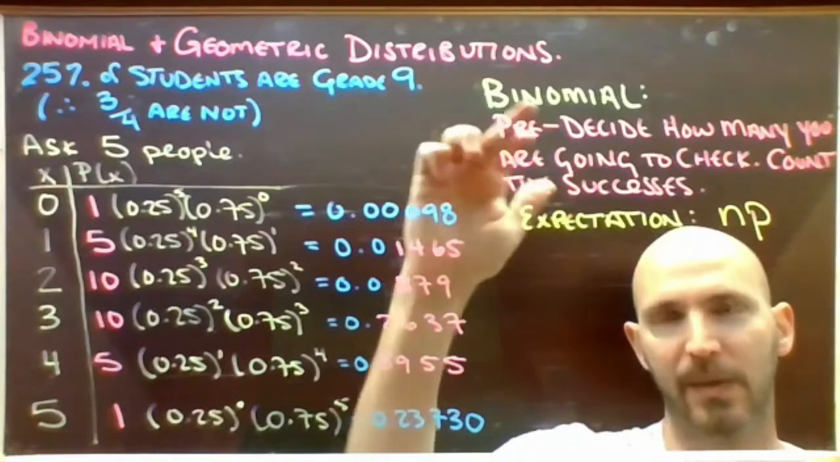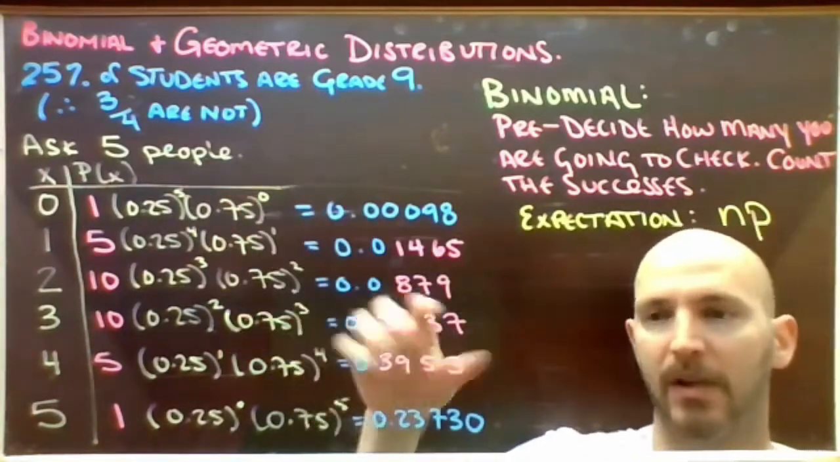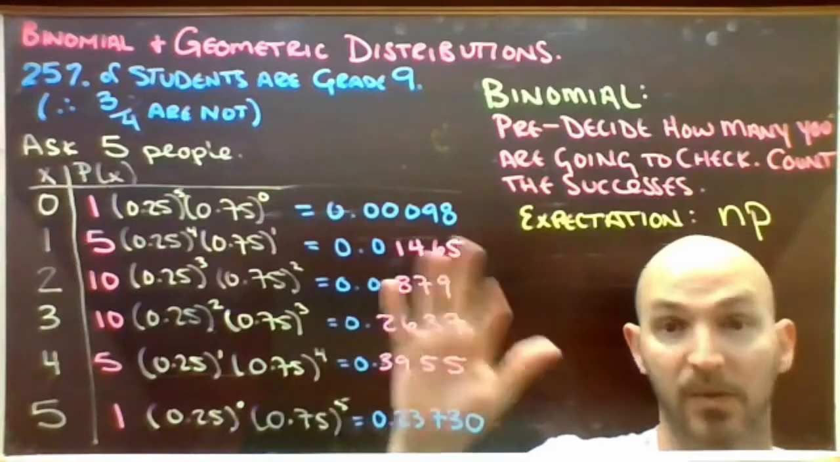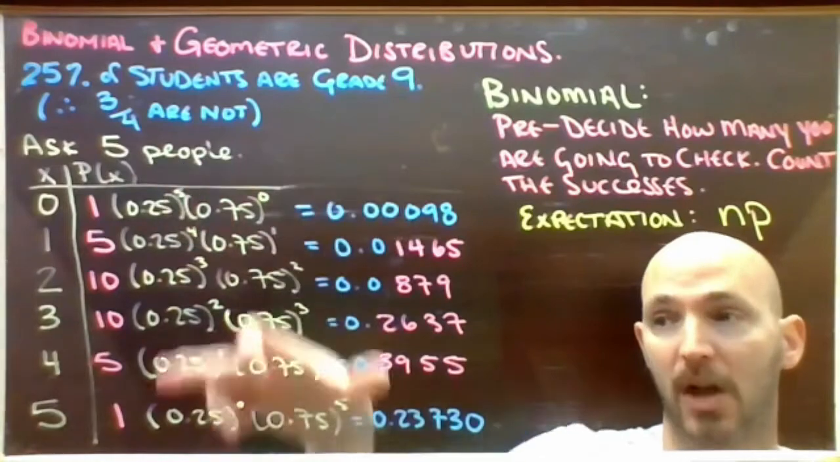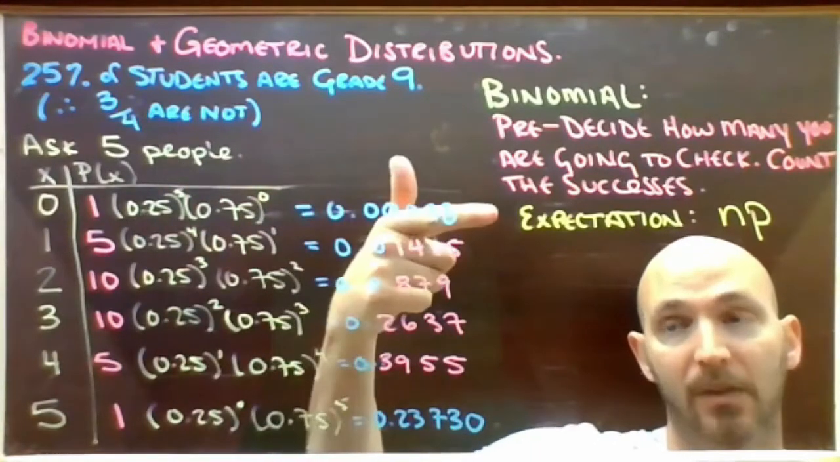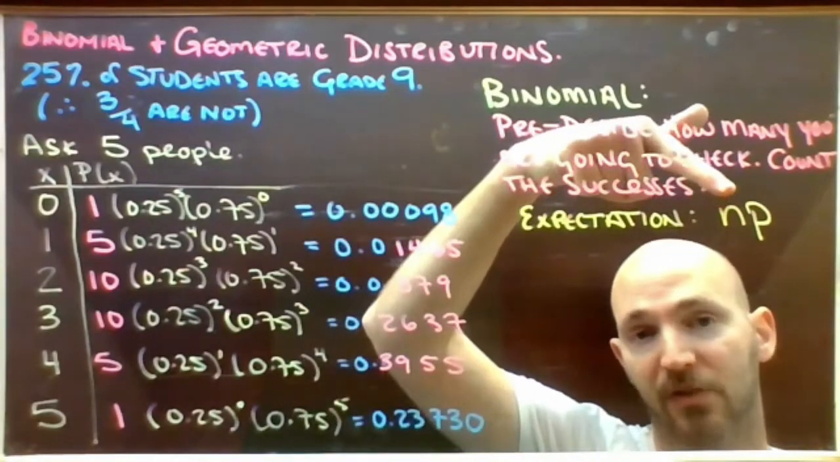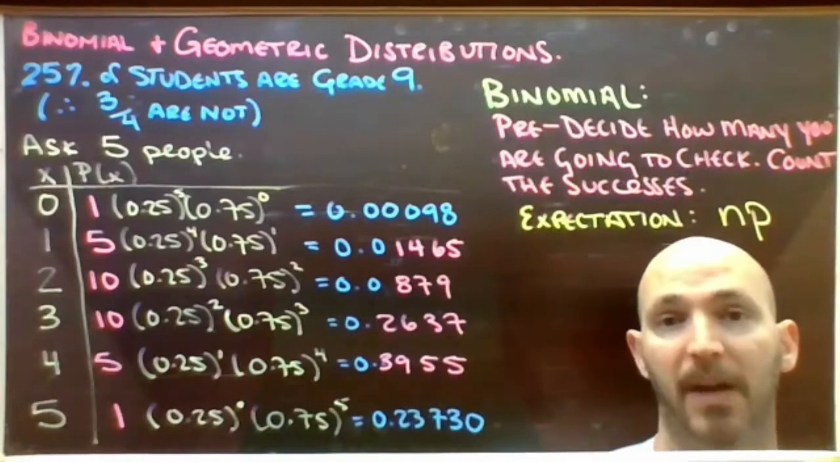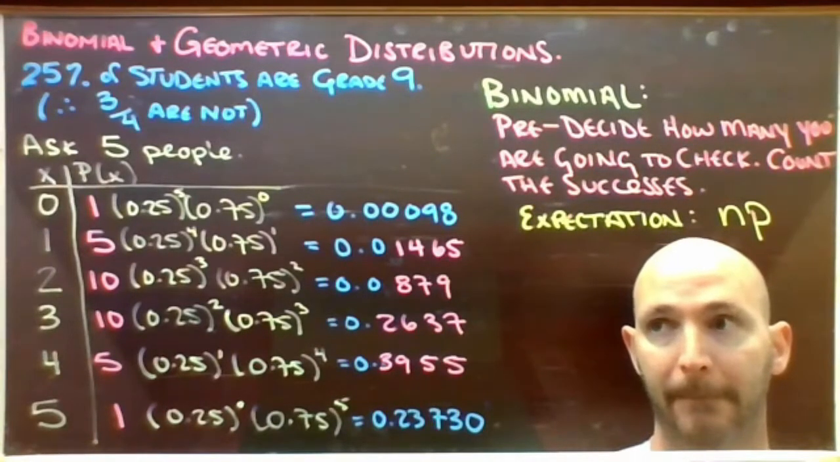So if you're doing it that way and you're deciding you're going to ask this many people and it's either all of them, none of them, or some number in between, you're doing a binomial distribution and you model it this way. If that model applies, then the way you calculate your expectation value is to just take the number of things that you're going to check and multiply it by the probability of them meeting the criteria you're after.